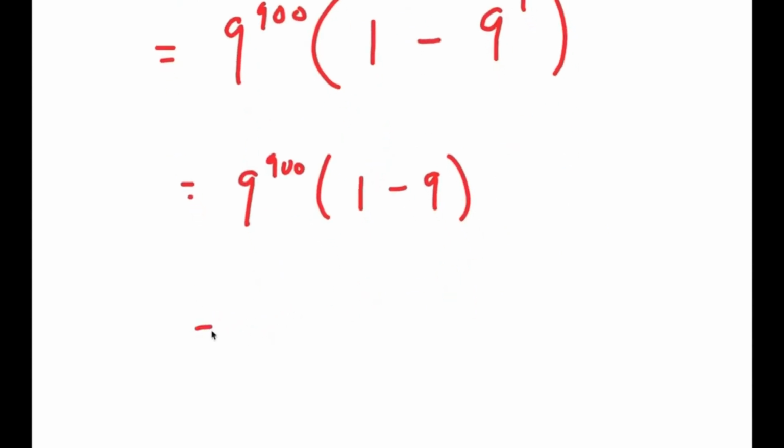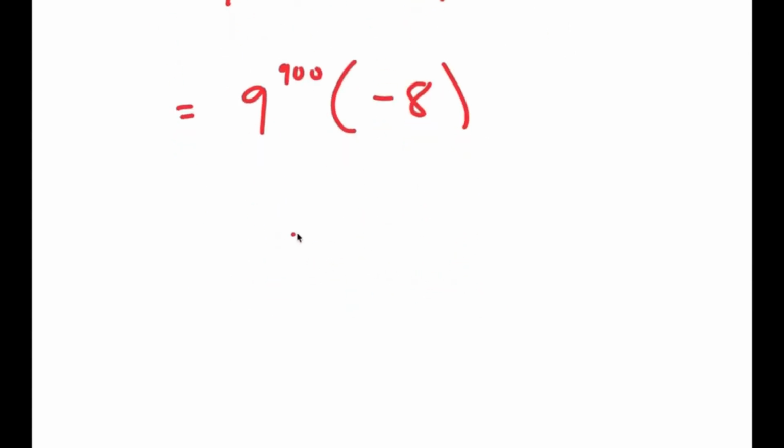Now 1 minus 9 is equal to negative 8, so I get 9 to the power of 900 times negative 8. Now from here, I said I was going to simplify this as much as possible, and we can't really get the exact value because 9 to the power of 900 is such a big number that we can't actually get the exact value for that. However, what we can get is the simplified value, and we're going to simplify it as much as possible.